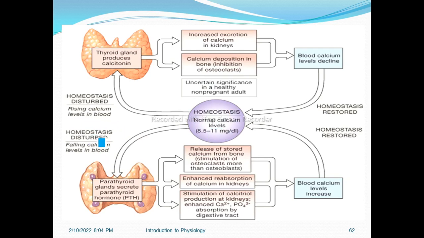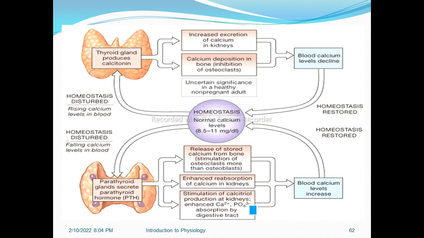For instance, if homeostasis is disturbed by a decrease in the calcium level in the blood, for instance, there is less calcium in the blood. By that time, the body will detect and sense this and secrete parathyroid hormone. So parathyroid hormone will increase blood calcium level in the body and homeostasis will be maintained. So how does parathyroid hormone increase calcium level? One is by releasing stored calcium from bone. That means stimulation of osteoclasts more than osteoblasts.